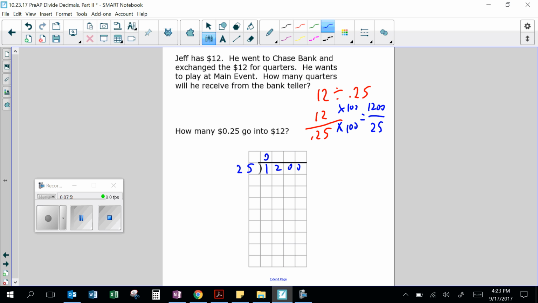25 goes into 12 zero times. 25 goes into 120 four times. We have 20 left. Bring down the 0. 25 goes into 200 eight times. So he'll receive 48 quarters from the bank teller at Chase.